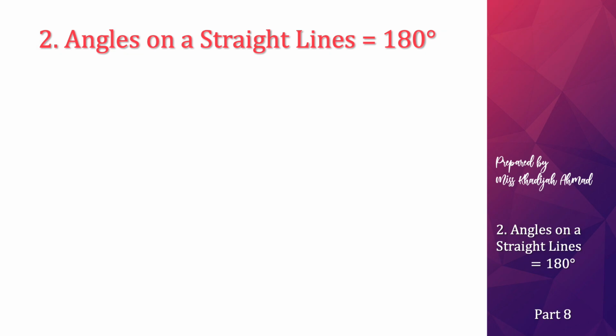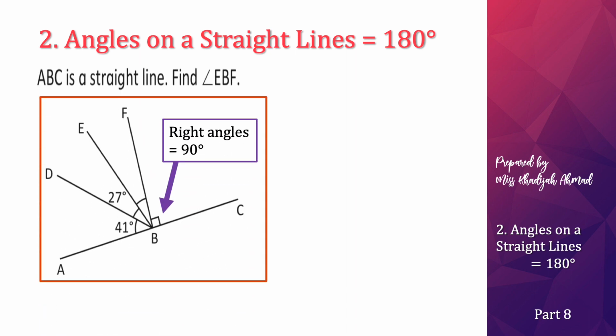I'm going to do the last one with you, page 108. Question 3E. To find the missing angle EBF, we can take away the known angles that are given, which is 90 degree, 41 degree, and 27 degree. So our angle EBF is equal to 180 degree minus 90 degree minus 41 degree minus 27 degree, which equal to 22 degree.